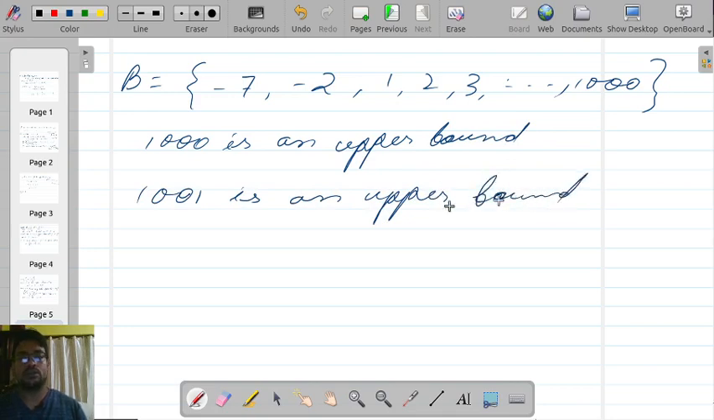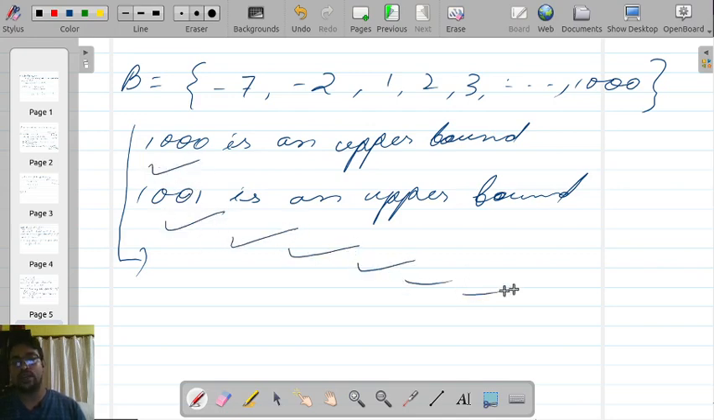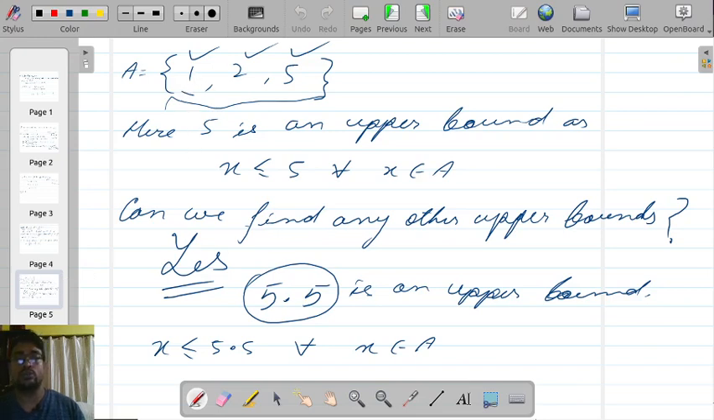So how many upper bounds will it have? You try to think. How many upper bounds can we think of? See, 1000 is an upper bound, 1001 is an upper bound, 1002 is an upper bound, 3, 4, 5, 6. Whatever number you take greater than 1000, it is always going to be an upper bound of this set. So this set has actually infinitely many upper bounds. Any real number greater than or equal to 1000 is an upper bound of this set. So in this case also, any real number greater than or equal to 5 is an upper bound of this set.